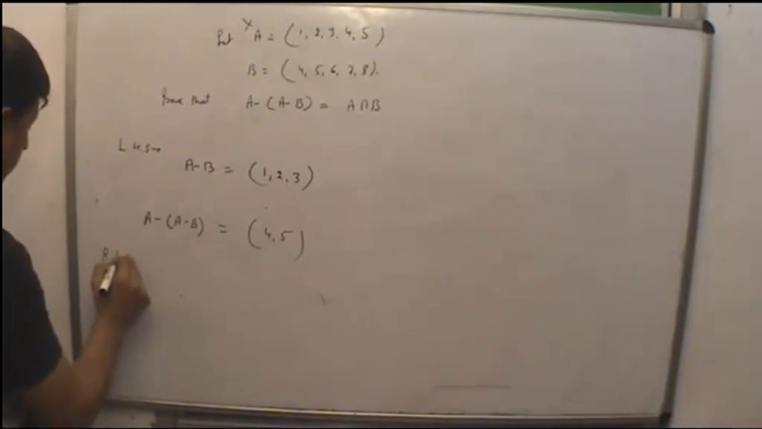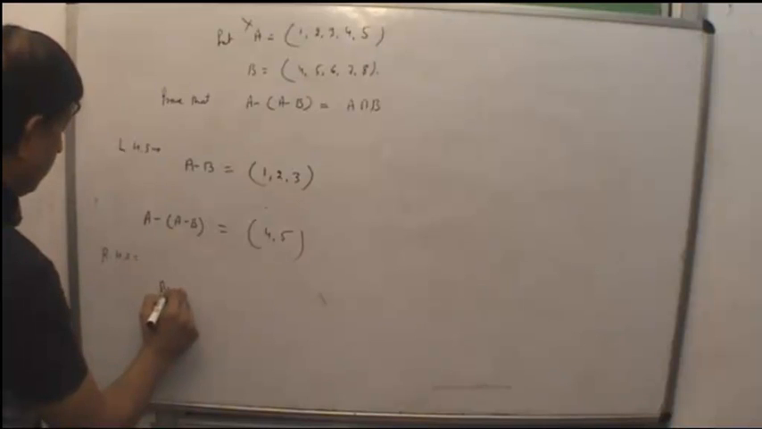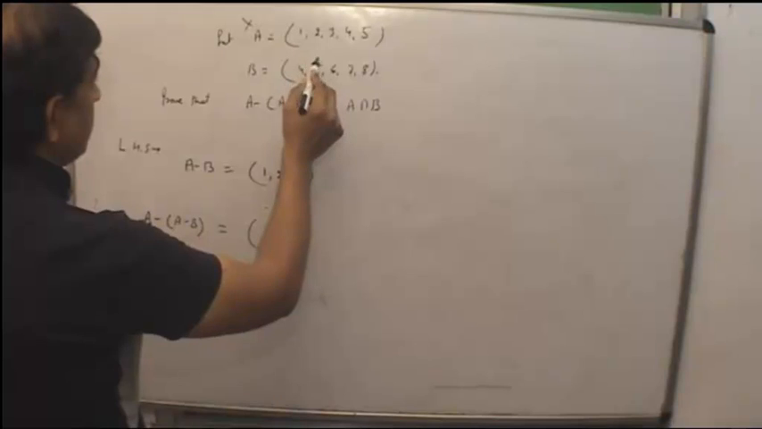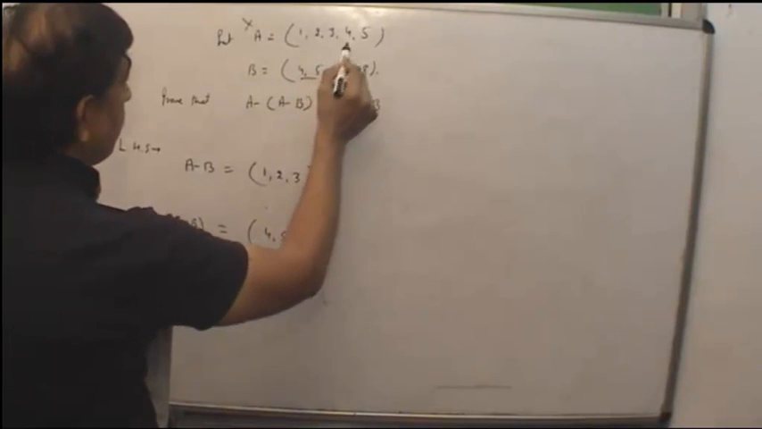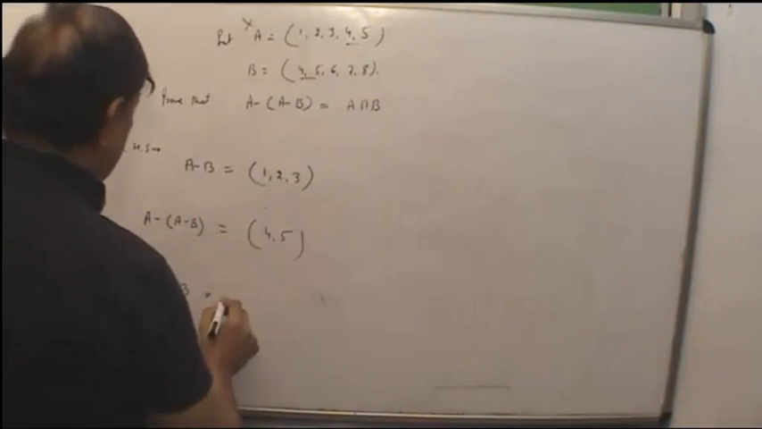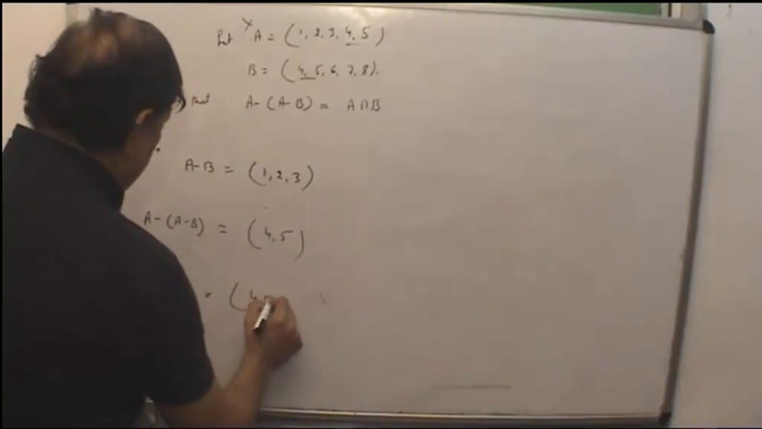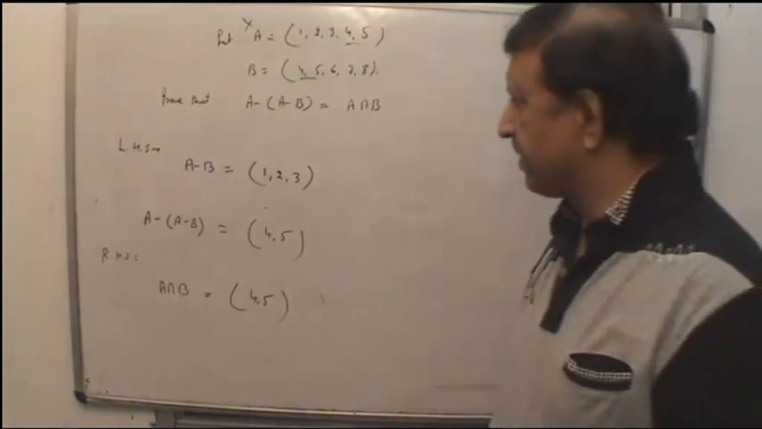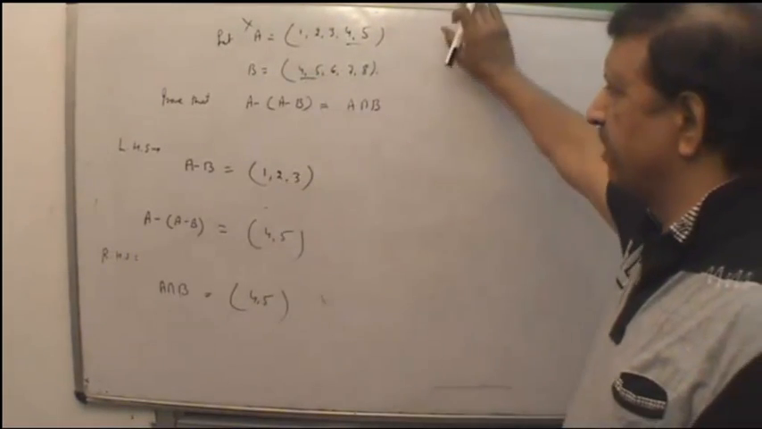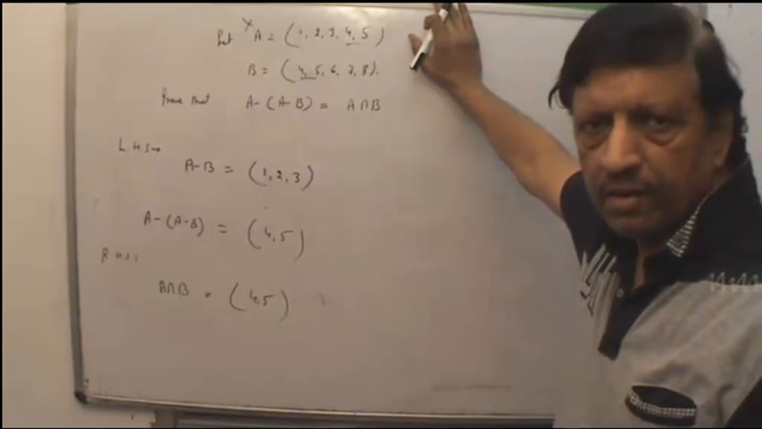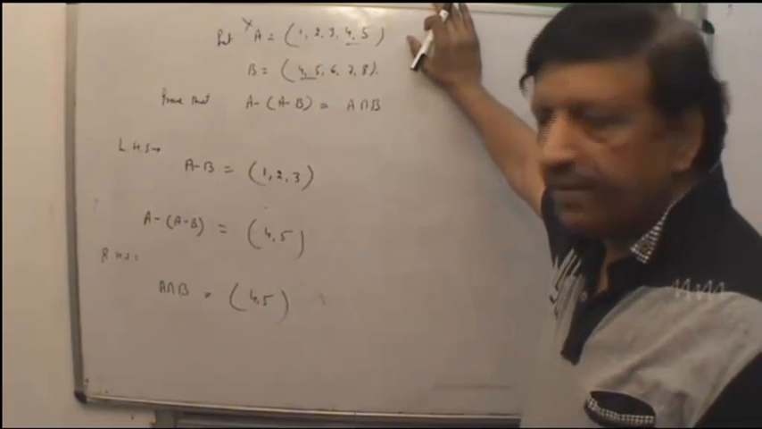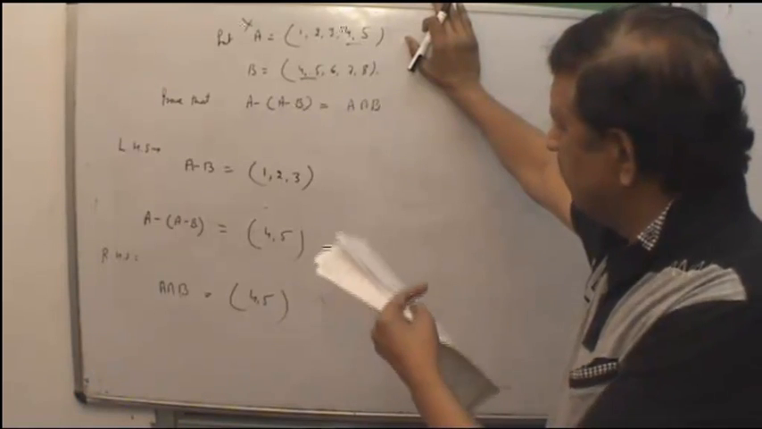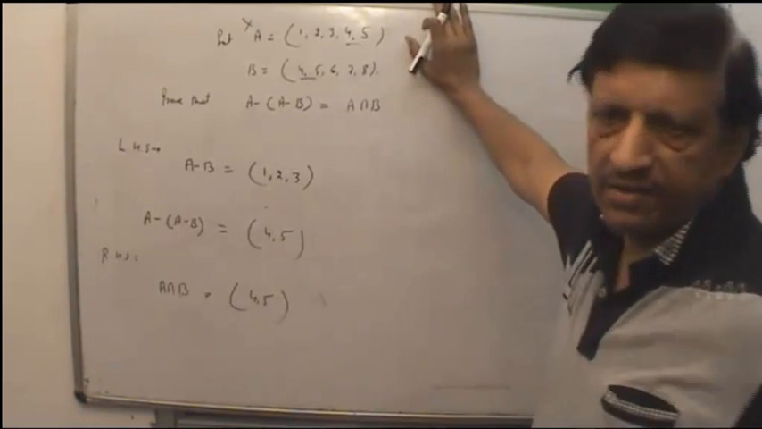Then the right-hand side is A intersection B. What are the common elements? 4 and 5. So the result is proved. Such types of numericals we can solve using intersection, union, and symmetric difference, and we can find such problems in this way.